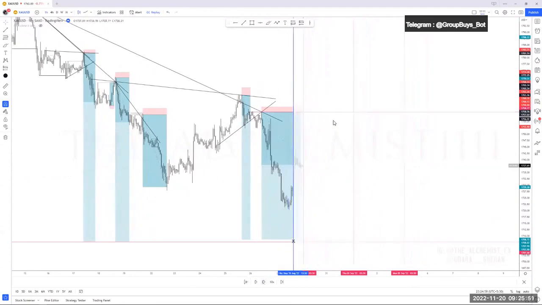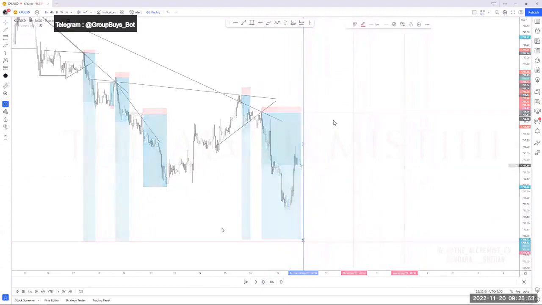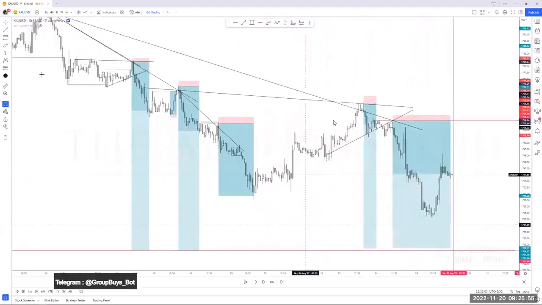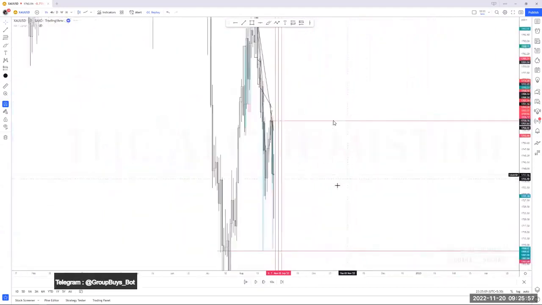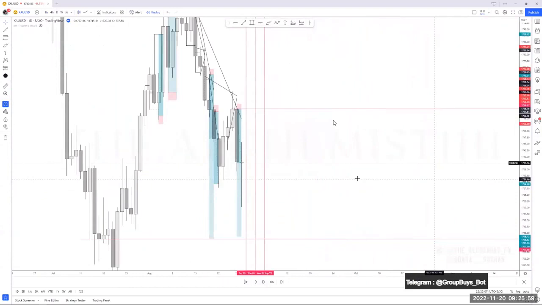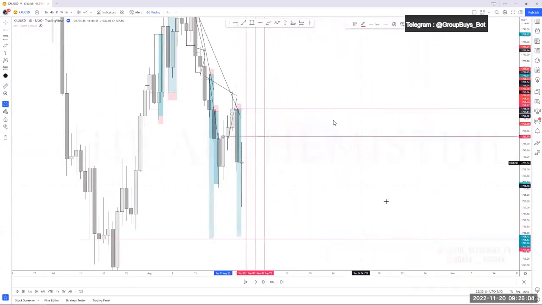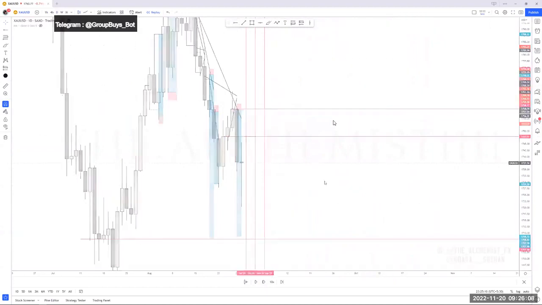There comes a new day. What can we do? We can start from the daily time frame. Check what we have. Next candle opens here. We do have these zones in here, open close levels. Can you see that? We have these open close levels here.